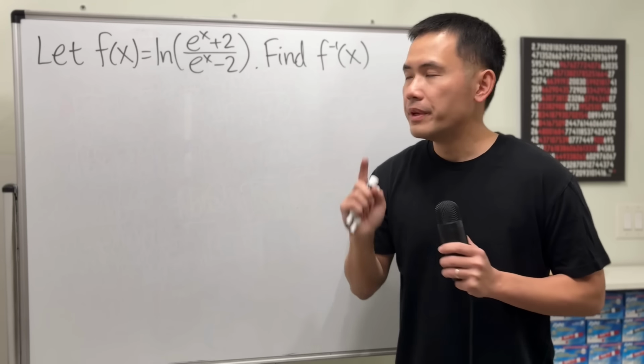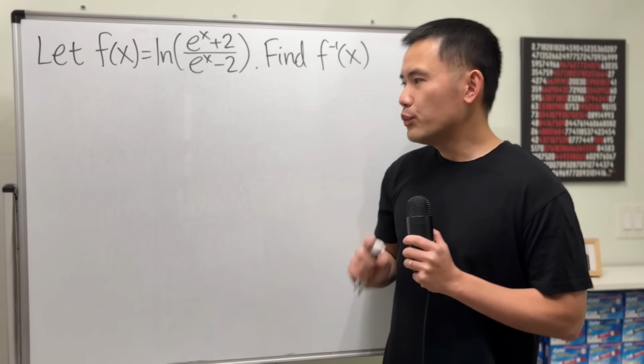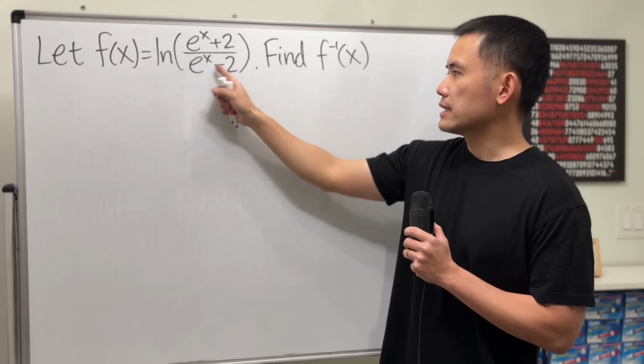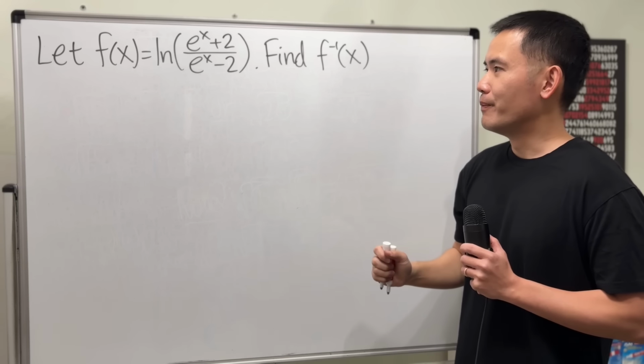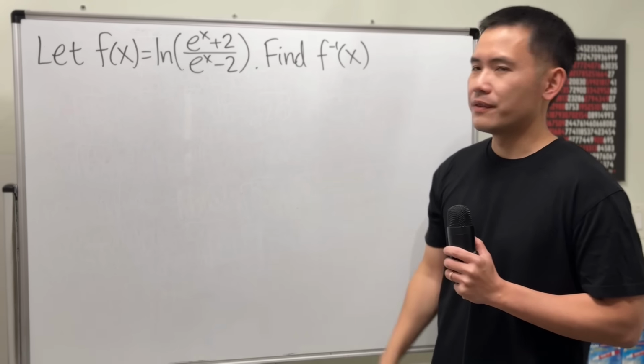So let me ask you, if we have the function f of x equals ln of (e to the x plus 2) over (e to the x minus 2), then what is its inverse? Let's go ahead and go through the 4-step process to find the inverse.